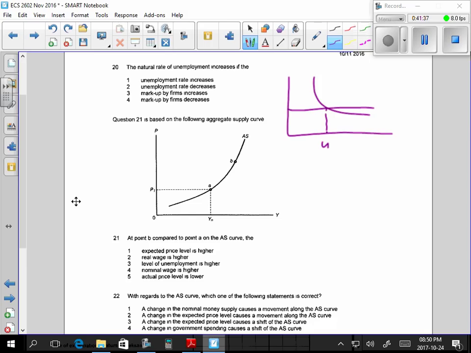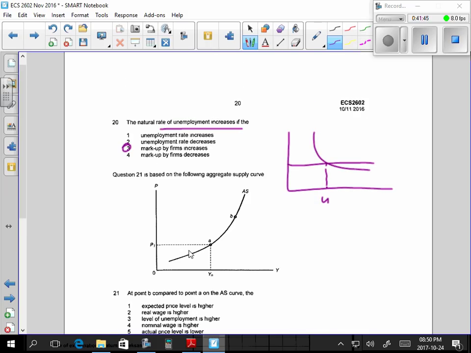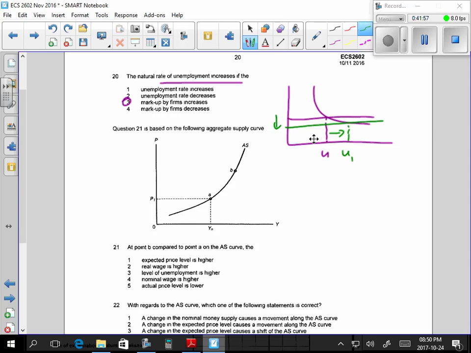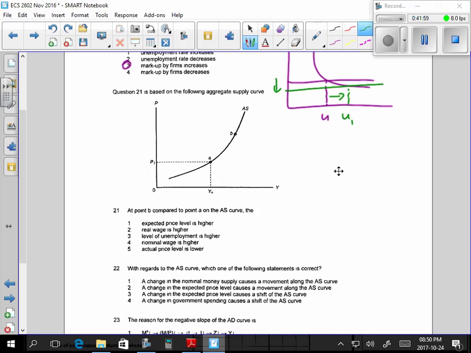So it would be option 3. In this case, the natural rate of unemployment increases if the markup increases. Remember, if we increase markup, we shift the price setting relation downwards, and it increases the unemployment rate. Question 21, looking at the aggregate supply curve, you need to know the different variables. The factors of the supply curve would be option 4.